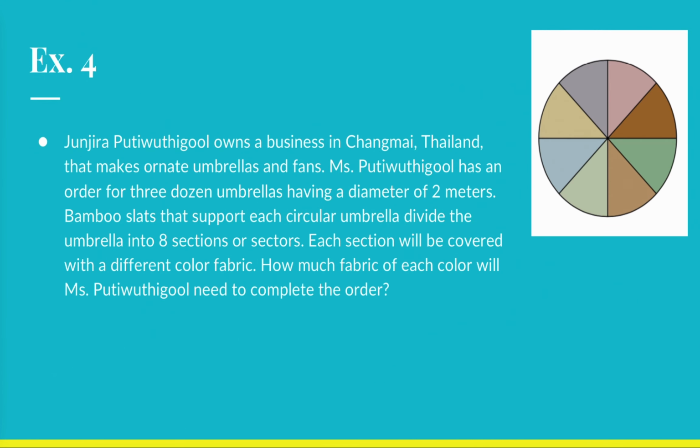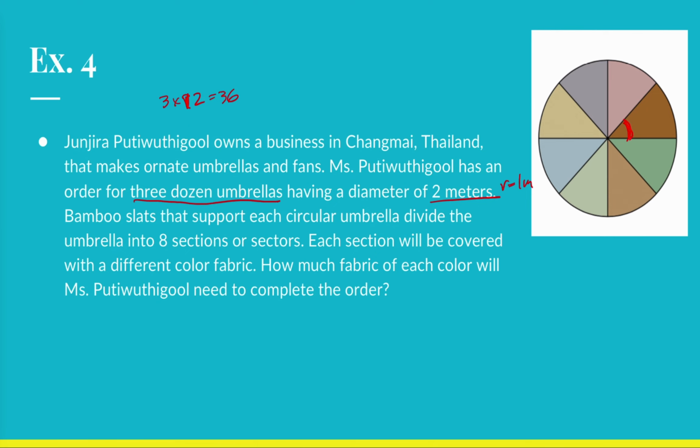Junjira Puduwuthagul owns a business in Chiang Mai, Thailand that makes ornate umbrellas and fans. Miss Puduwuthagul has an order for 3 dozen umbrellas, so 3 dozen is 36, having a diameter of 2 meters, which means the radius is 1 meter. Bamboo slats that support each circular umbrella divide the umbrella into 8 sections or sectors. Each section will be covered with a different color of fabric. How much fabric of each color will Miss Puduwuthagul need to complete the order?